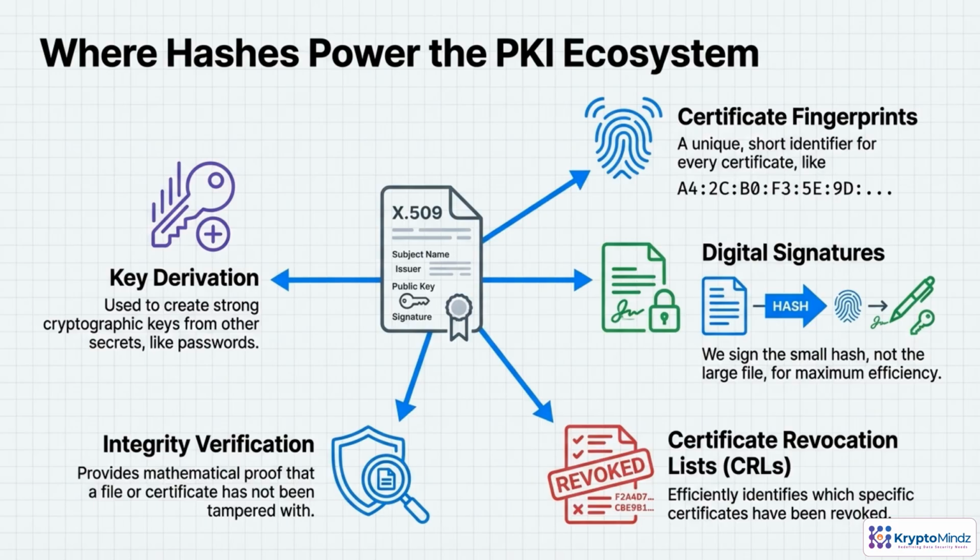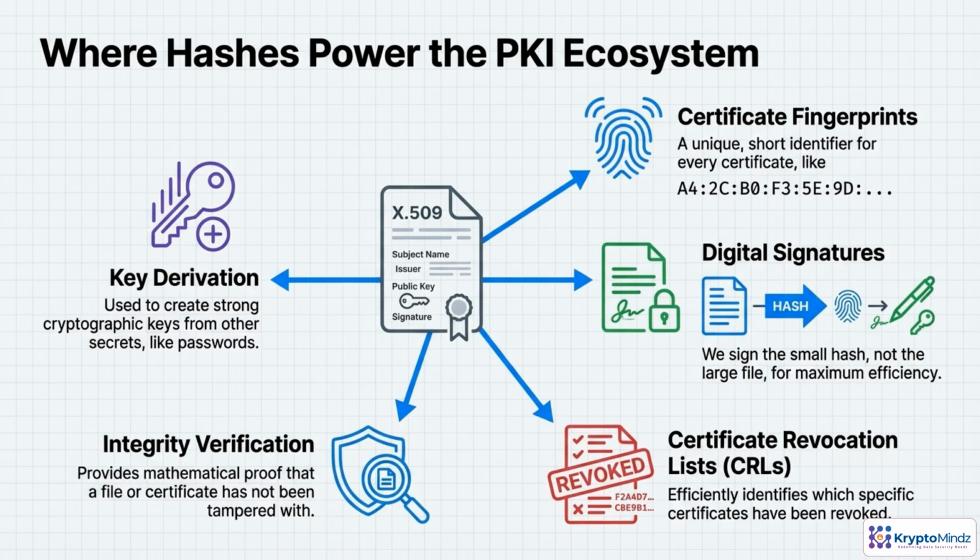This makes signing much faster and more practical. Instead of signing a multi-gigabyte video file, you sign a tiny hash of that file. Third, certificate revocation lists. When a certificate needs to be canceled, maybe the private key was stolen, maybe the owner left the company, it's added to a revocation list. Hashes identify which certificates are revoked.